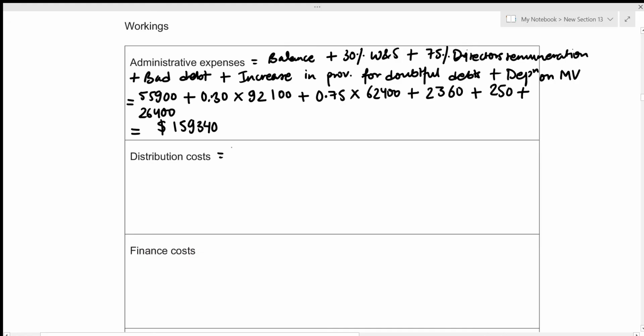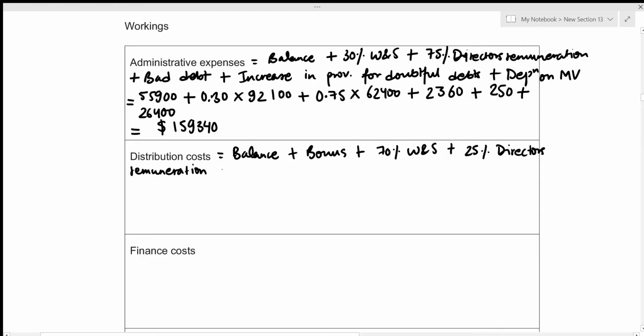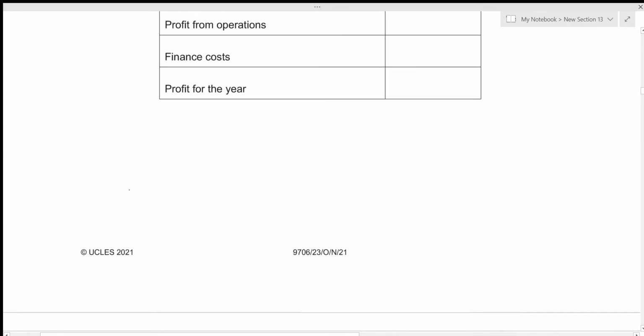So firstly, we have the balance. Then we have our bonus. Then we allocated 70% of wages and salaries and 25% of director's remuneration. Then we had the depreciation on delivery vehicles. Now we need to write down the actual amounts.